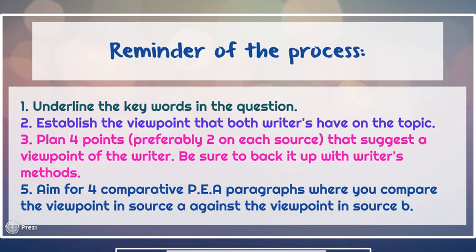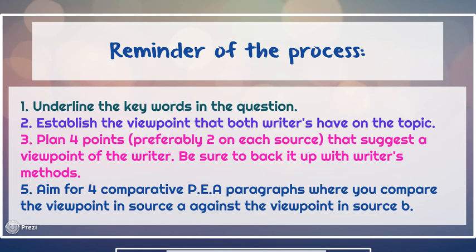Okay, so let's have a reminder of this question 4 process then. Firstly, as always, underline the keywords within the question. So highlight the key bits so that you can stay on task with exactly what they've asked you to do. Number 2, perhaps the most important bit, you need to establish the viewpoint that the writers have on the topic. By the time you get to question 4, you're probably going to have quite a strong sense of the viewpoint because you'll have been working with the sources right from the start, all the way through the other questions. So your viewpoint on the sources and on the topic might be quite strong by that point, hopefully.